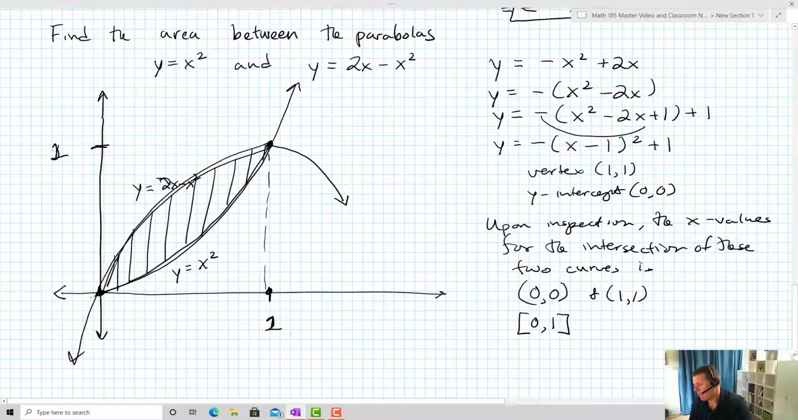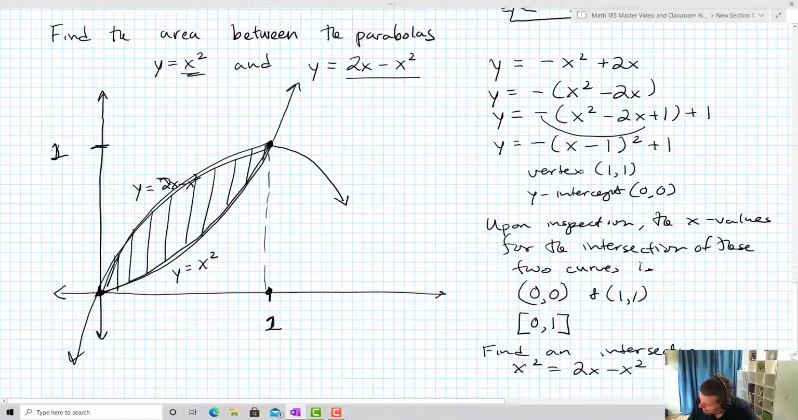Now, what if it wasn't obvious? It's clearly obvious in this case where they intersect. Well, if it wasn't obvious, then what we can do is set the two functions equal to each other. We could find their intersection by taking x squared equal to 2x minus x squared. And this would then give me 2x squared minus 2x equals 0, just by moving everything over.